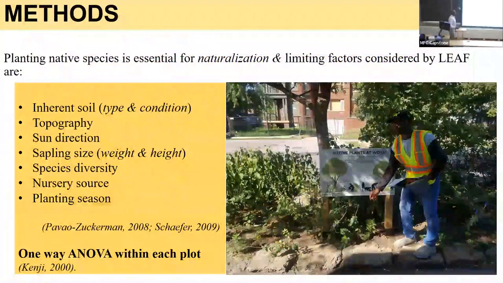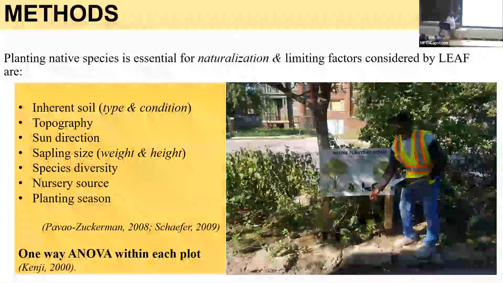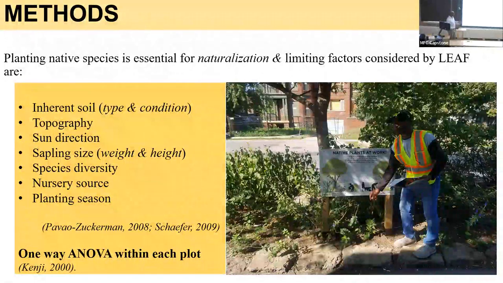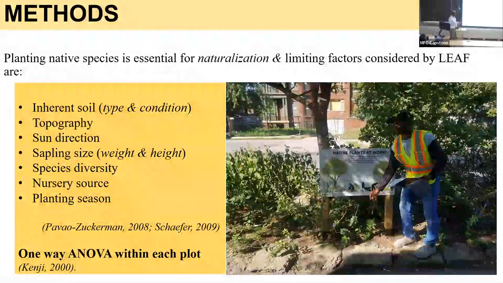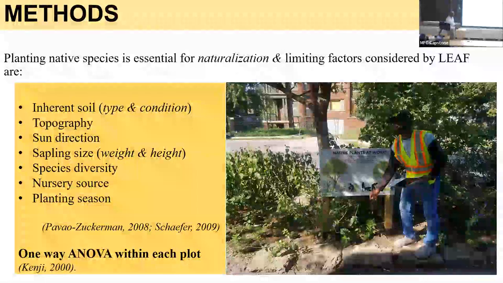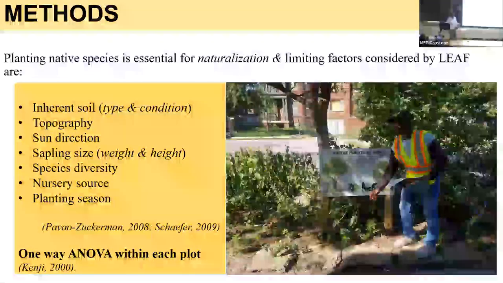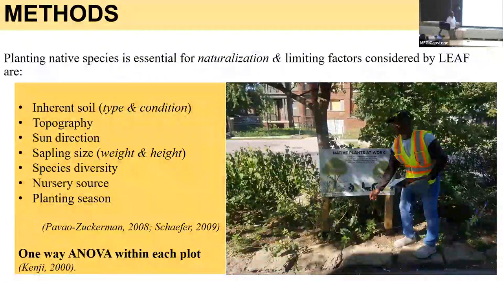Planting native species is essential for naturalization, and certain factors were considered by LEAF. These factors include topography of the sites, sun direction, sampling size, species diversity, nursery source, and planting season. These variables were subjected to one-way ANOVA within each plot to determine the factors influencing the survival rate of the planted trees and shrubs. This is according to Kenji 2000.